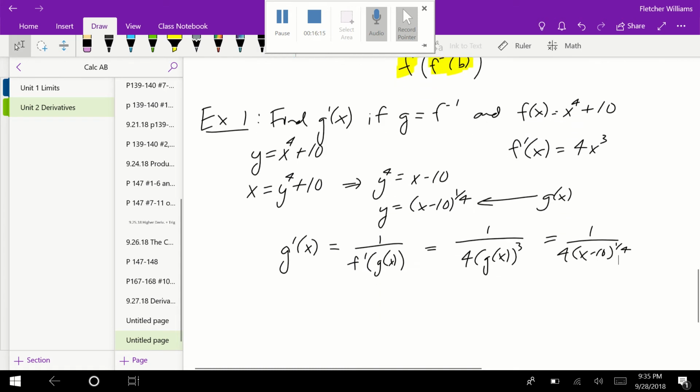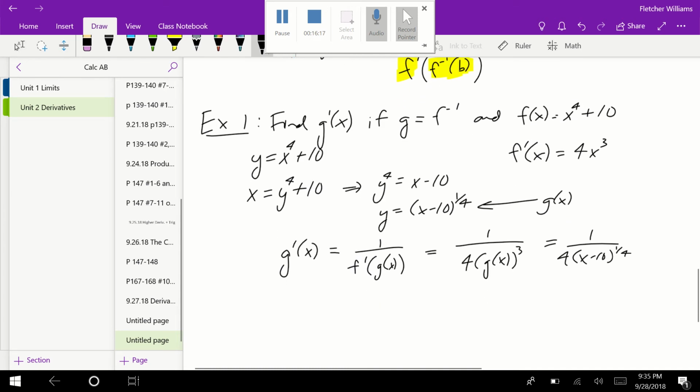If you wanted, you could rewrite that as a negative exponent. 1 over 4 x minus 10 to the negative. Oh, excuse me, sorry, that should have been 3/4, because it's g of x raised to the 3rd. Okay, so now it's all of this to the negative 3/4.